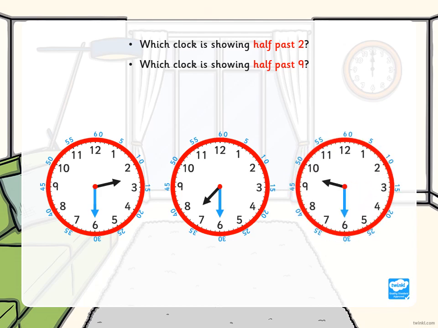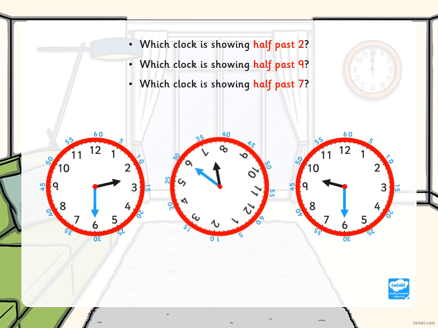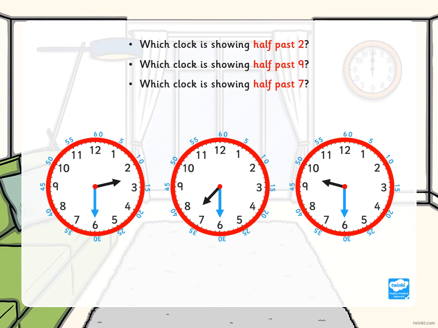That clock says 9:30. Which clock shows 7:30? That's right, it must be the middle clock. The hour hand is halfway between the 7 and the 8. That clock shows 7:30.